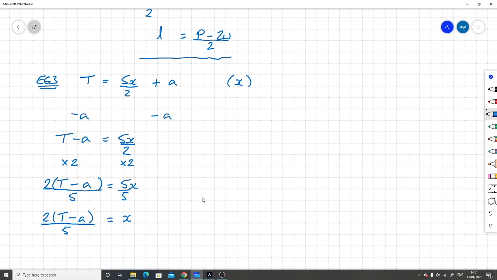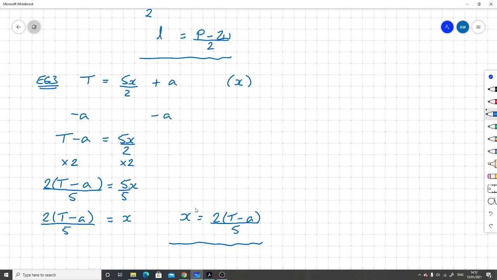And then we spin it around. I'll just do it over this side, so I'm going to move the screen up. We have x equals 2 times (T minus A) all over 5. And there we have that formula rearranged with x as the subject. And if we knew what T was and we knew what A was, we could just substitute them in there. Do T, take away A, times by 2, divide by 5, and we would know what x is. Okay? And that's rearranging a formula in a nutshell.